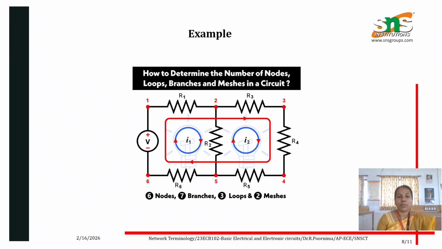And let's see an example for the network terminology: how to determine the number of nodes, loops, branches and meshes in a circuit. Consider this. Here it consists of a voltage source and resistors R1 to R6. So how many nodes are present in this circuit? 6 nodes, defined as node numbers, and branches are 7. The voltage source is one branch and the remaining are 6 resistors. So totally 7 branches are present in this circuit, and loops are 3 and meshes are only 2, where current flows I1 and I2.